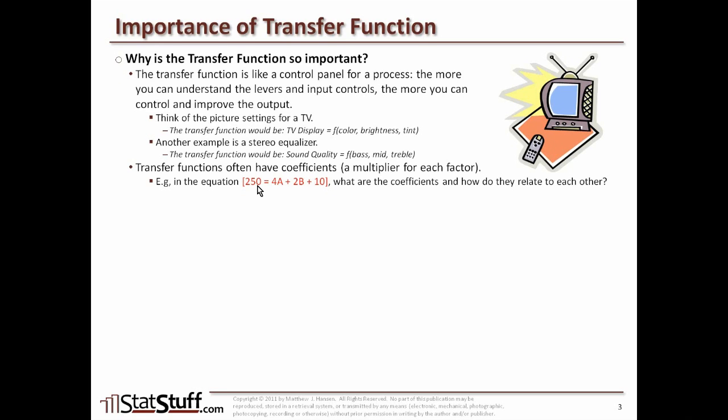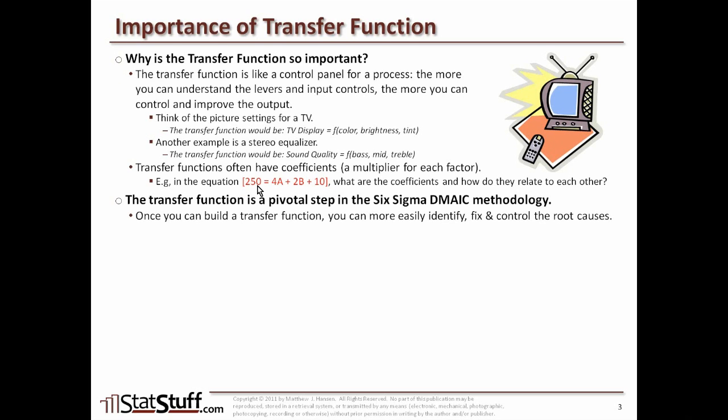Now, the transfer function itself is a really critical, pivotal step within the Six Sigma DMAIC methodology. The idea here is that once you build the transfer function, then you understand what really controls the output. And once you understand what controls that output, now you can identify and fix whatever those root causes are that you identified in not meeting your desired output. Now that you know what controls it, you can adjust those inputs so you can meet that desired output.